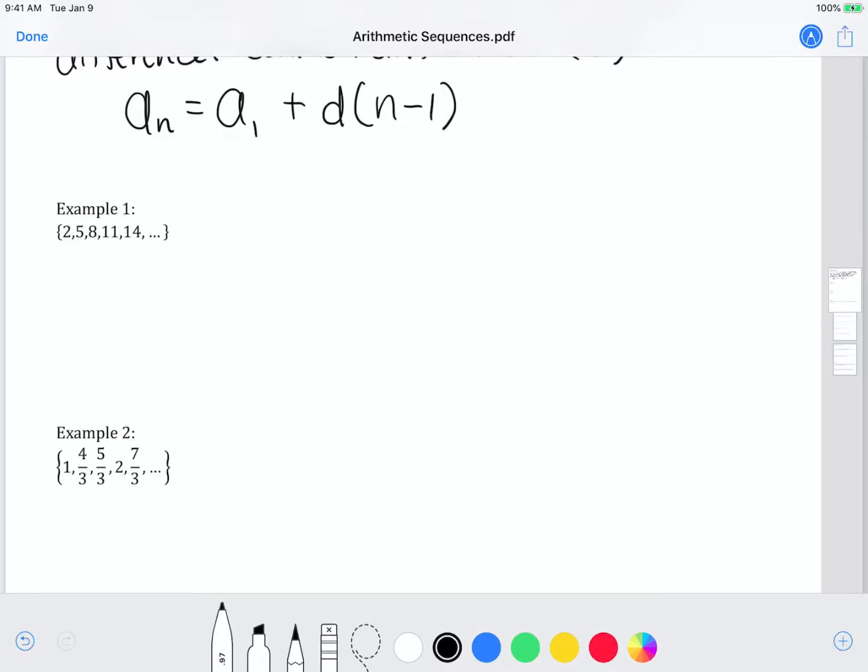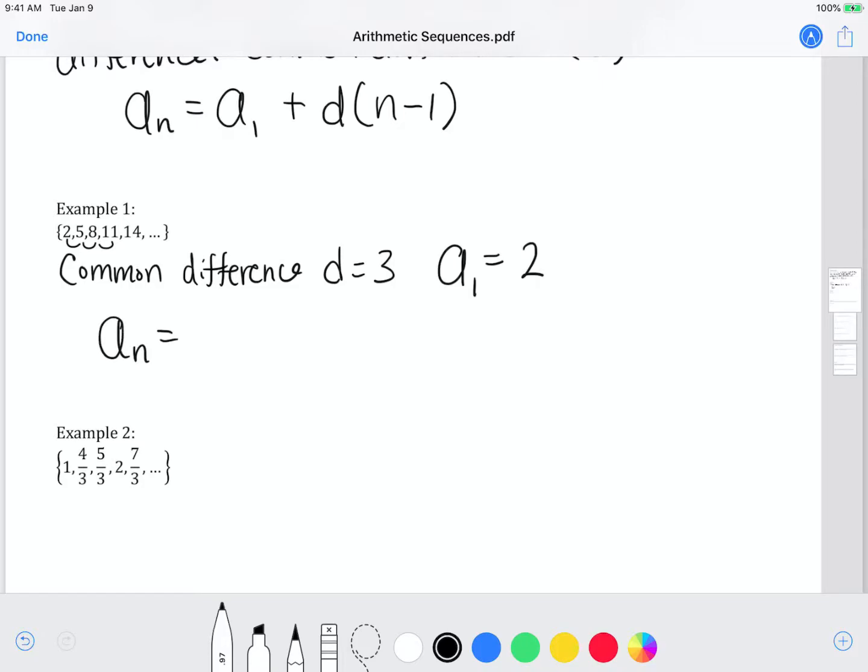So looking at this first example, we have a sequence 2, 5, 8, 11, 14. The common difference, which is d, is going to be 3 because there's a difference of 3 from term to term. If I pick any two consecutive terms, the difference between them is 3. And the first term is 2. So when I write down my nth term, it's going to be a_n is equal to 2 plus 3 times n minus 1.